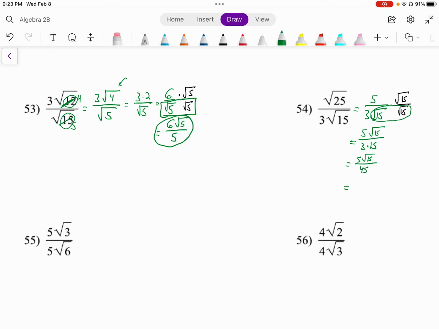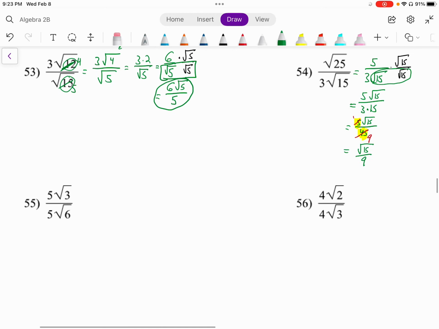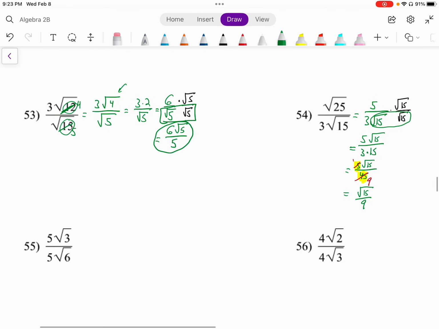However, here the 5 and the 45 can simplify because neither of them are in the radical, and so 5 goes into both of those. 5 goes into this once, and 5 goes into this 9 times, and so we end up with the square root of 15 over 9. So make sure you keep working through this quiz review to help you prepare for your quiz.